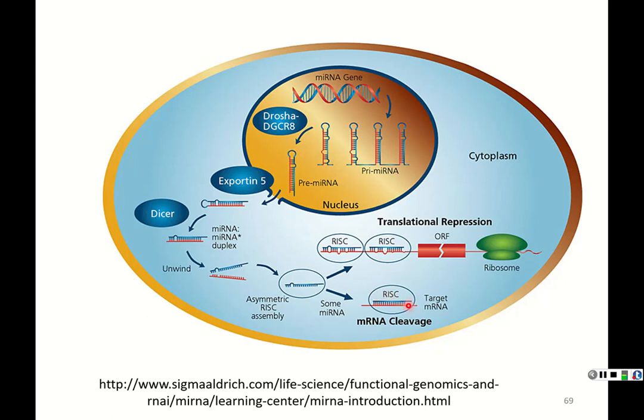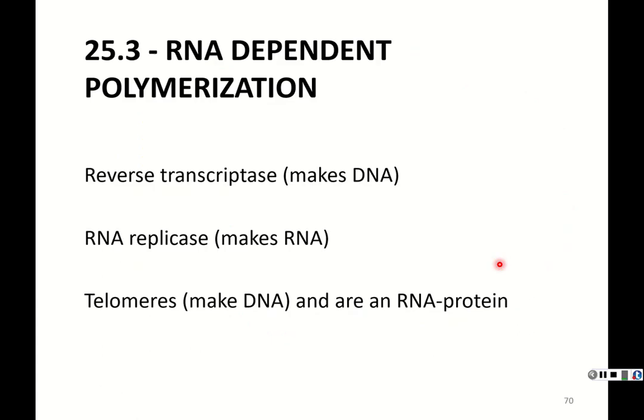That RISC complex can then target our messenger RNA, and it acts to silence it because that's bound there, and then it cannot be translated when that is bound. Okay, so these microRNAs are a way of silencing gene expression, not on the transcriptional level, but on a translational level.